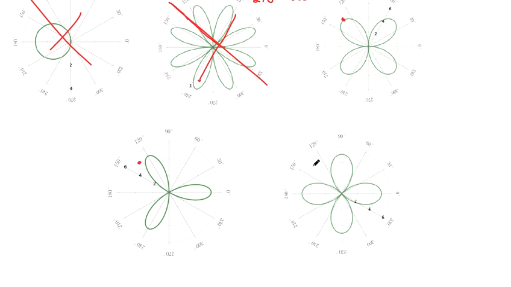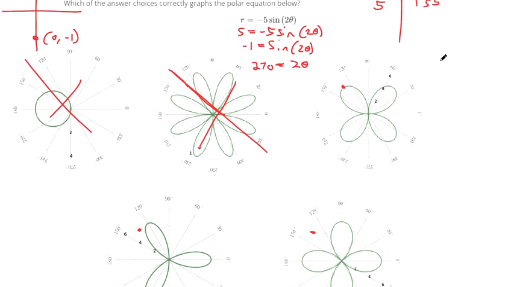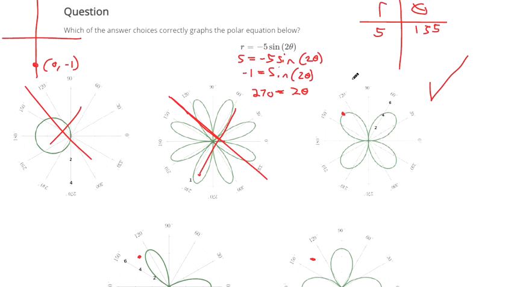135 degrees is right here. 5 for r. This does not contain our point. So it looks like this is our winner. You could check that by plugging in another value for r, see what it is for theta, make sure those points line up.